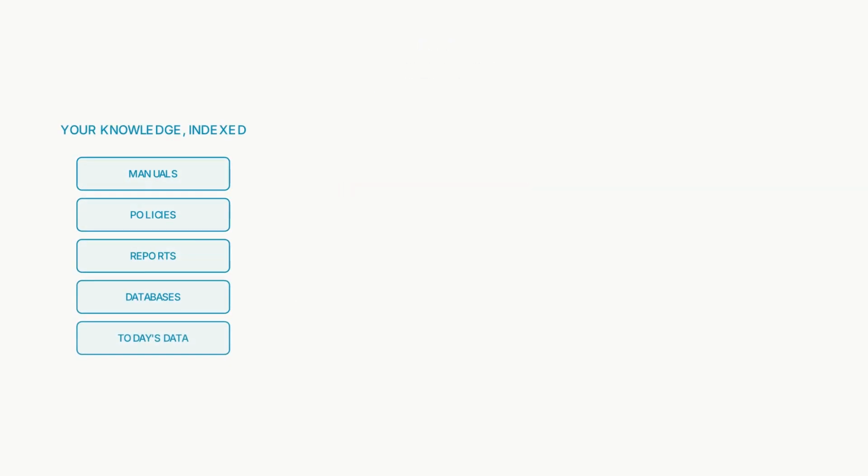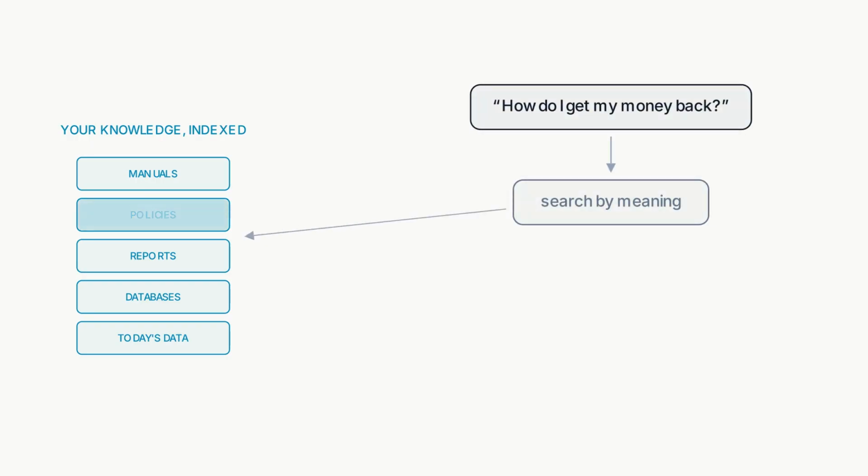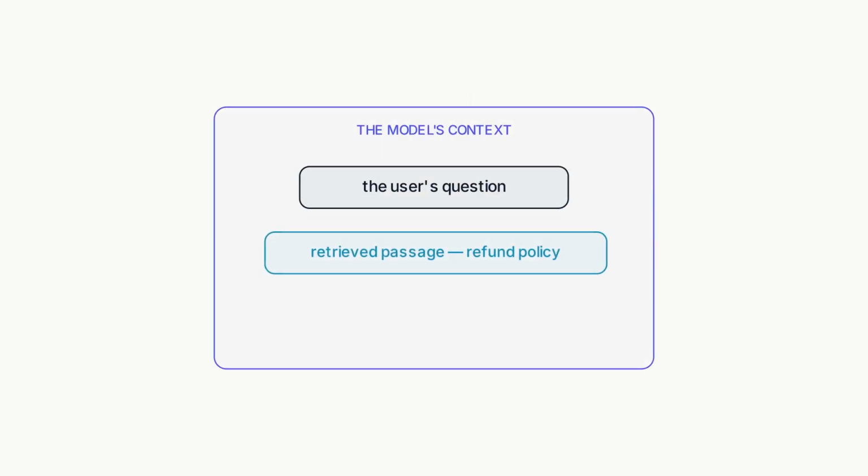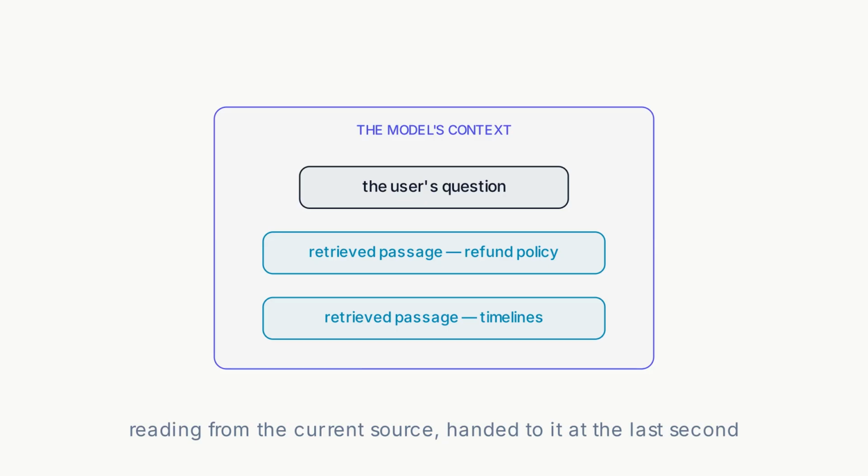The fix is called retrieval, and it works like a well-run library. Your documents get indexed ahead of time. Manuals, policies, reports, databases. Then, when a question comes in, the system searches that index for the passages most relevant to this exact question. Not by matching keywords, but by matching meaning. A question about getting money back finds the refund policy, even if it never uses the word refund. The top passages, maybe half a page of text, get placed directly into the model's context, right next to the user's question. And now the model isn't answering from stale memory. It's reading from the current source, handed to it at the last second.